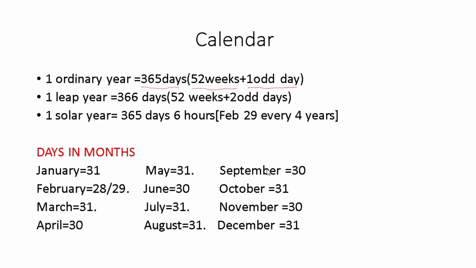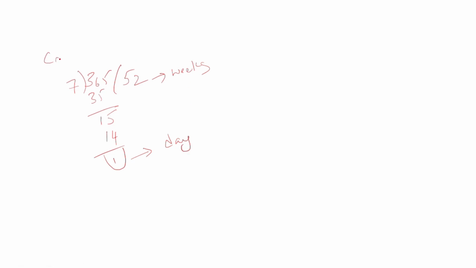We can see the calculation here. 365 days will be divided by 7 days per week. 7 5s are 35, and we will have a remainder of 1 and 5. Then 7 2s are 14 and we are having one remainder. It is 52 weeks plus 1 day. This is an ordinary year.